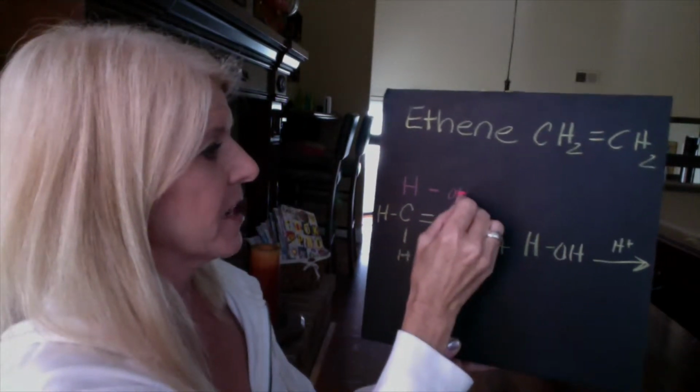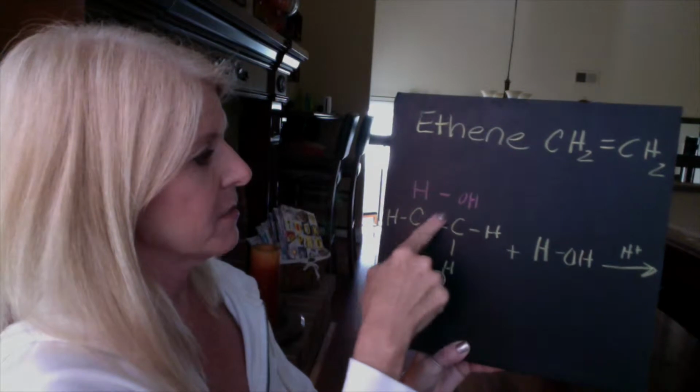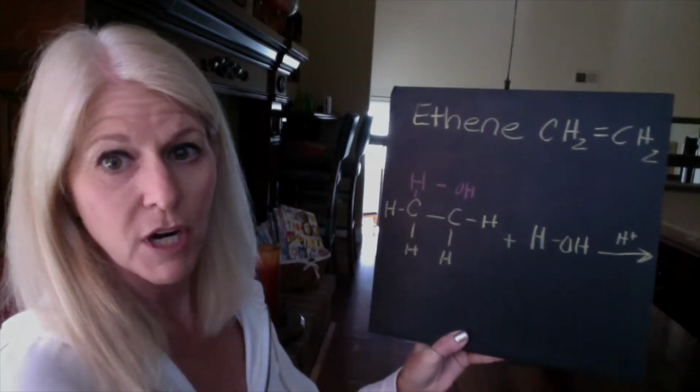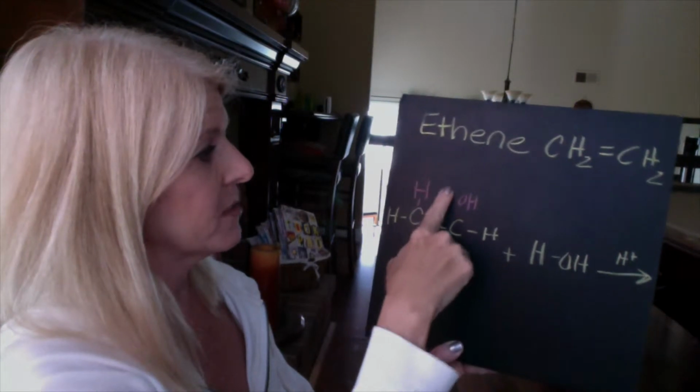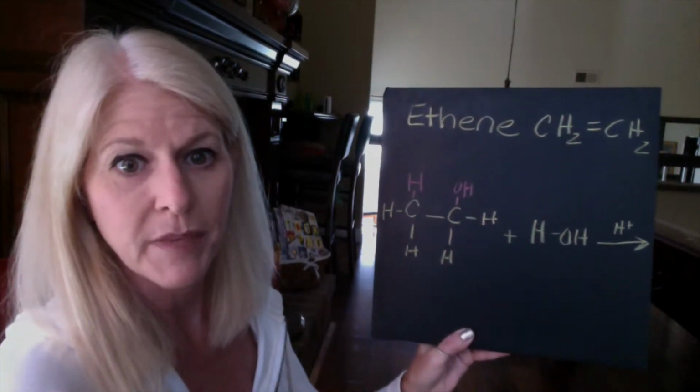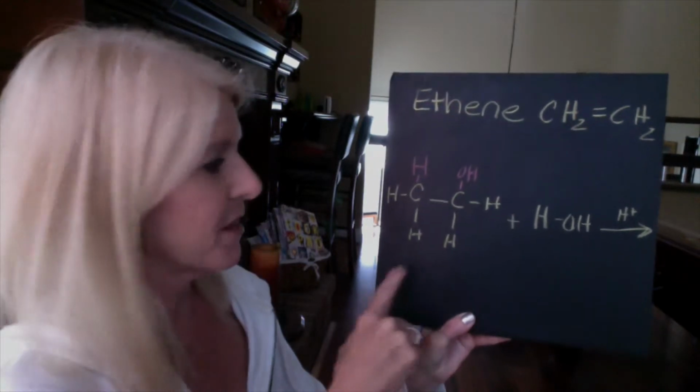Next, we're going to take our bonds, and we're going to take this bond, erase it, flip it, place it to the carbon atom, and we're going to take this bond, flip it, place it to this carbon atom, and here we have ethanol. Ethanol is commonly known as drinking alcohol, ETOH, or ethyl alcohol.